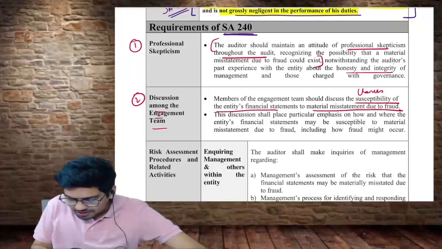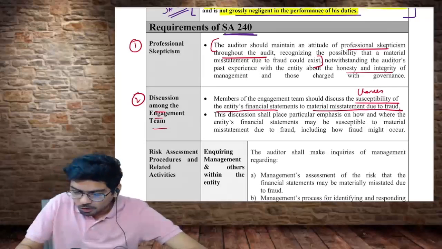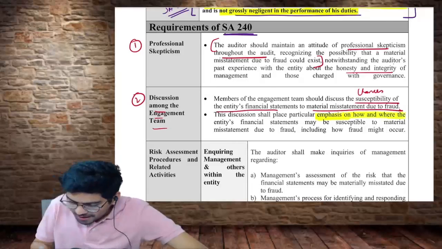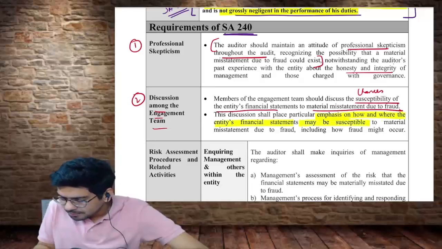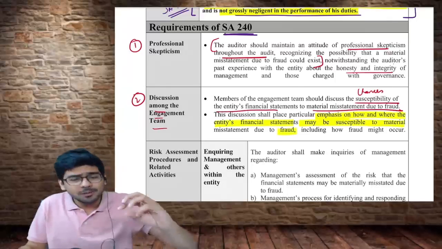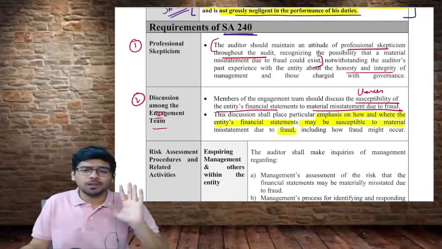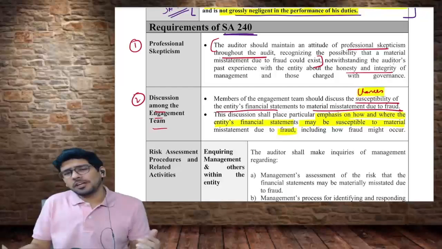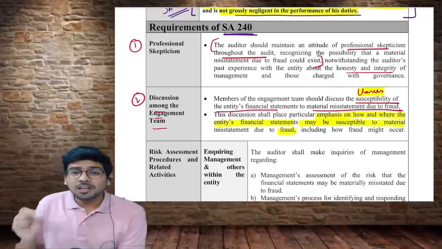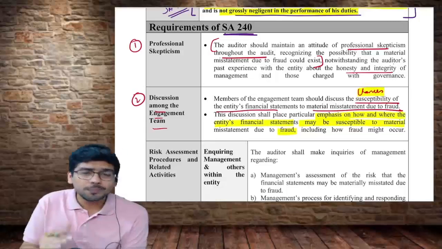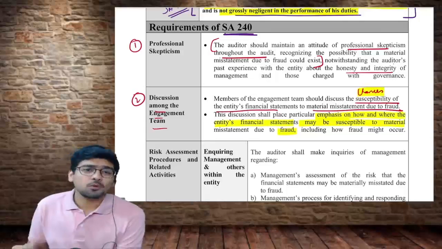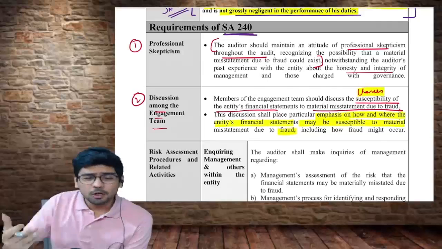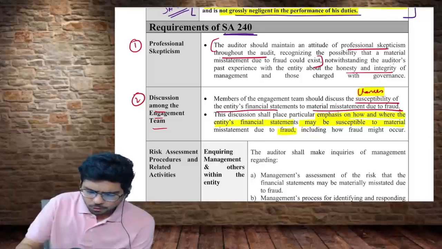So this discussion shall take place, with particular emphasis on how and where the entity's financial statements may be susceptible to material misstatement due to fraud. That means where can the fraud happen? We need to discuss that. If there are chances, where in the financial statements particularly are the chances of fraud likely to happen? We are going to discuss this amongst ourselves. So these are the basic two requirements.